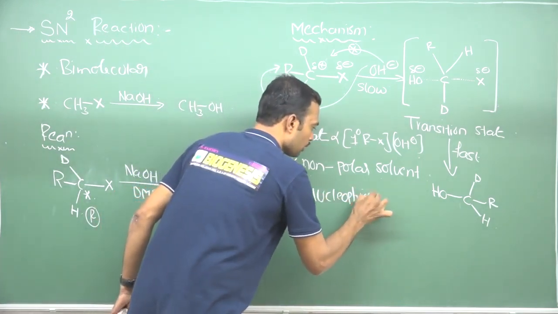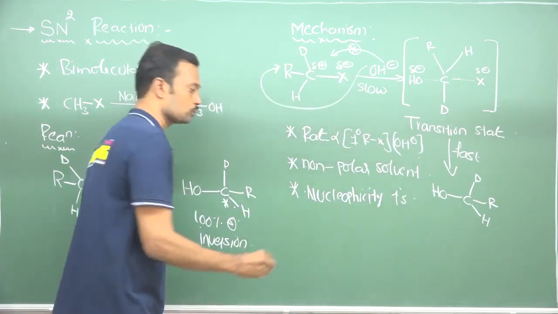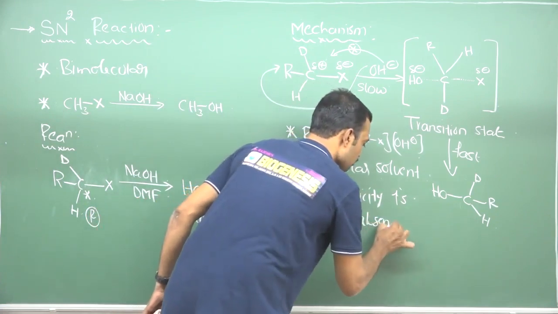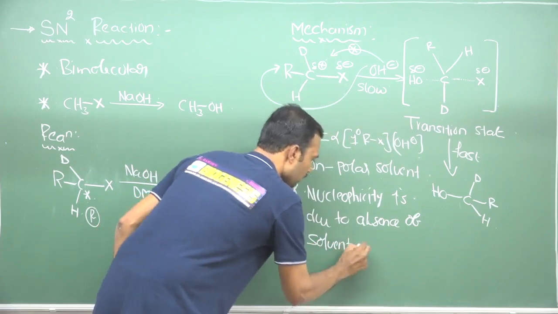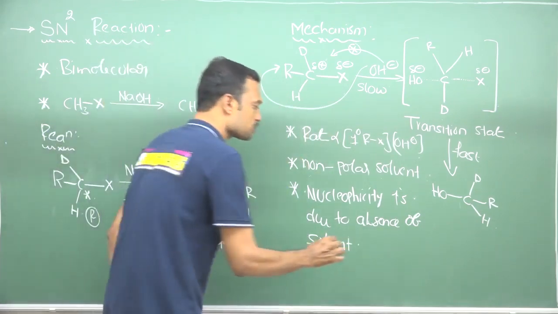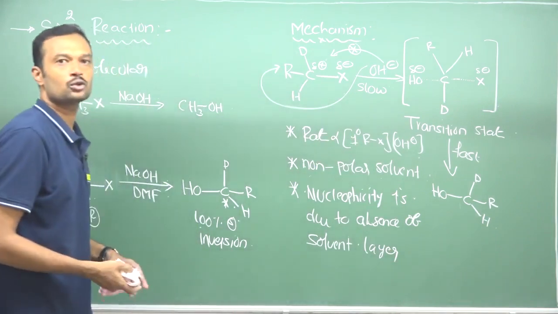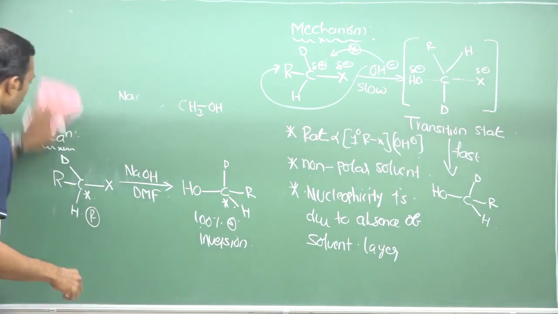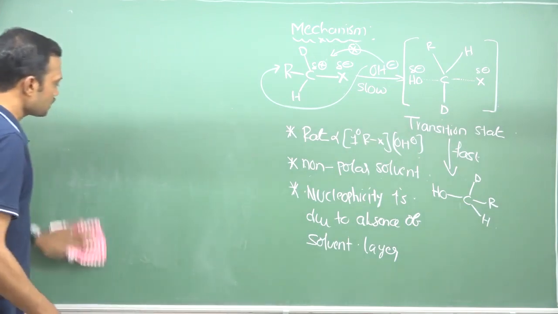Okay, so here I am saying nucleophilicity regularly increases. What is the reason? It is due to the complete absence of a solvent layer. We are using a non-polar solvent, that's why there is an absence of solvent layer. When the solvent layer is absent, the nucleophile becomes highly nucleophilic as compared to the SN1 reaction. So finally we can say that in the SN2 reaction, nucleophilicity is very high as compared to the SN1 reaction.